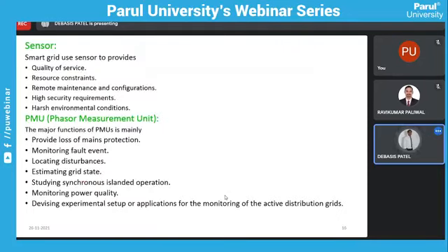So coming to the next one, which is sensors. Smart grid uses sensors to provide what? Quality of service, resource constraint handling, remote maintenance and configuration, high security requirements, harsh environmental conditions. So in sensors, what will happen? One sensor senses heat, right? It can also sense if any spark happens. So whenever you are going for maintenance or configuration, remote reconfiguration, this sensor will be helpful.